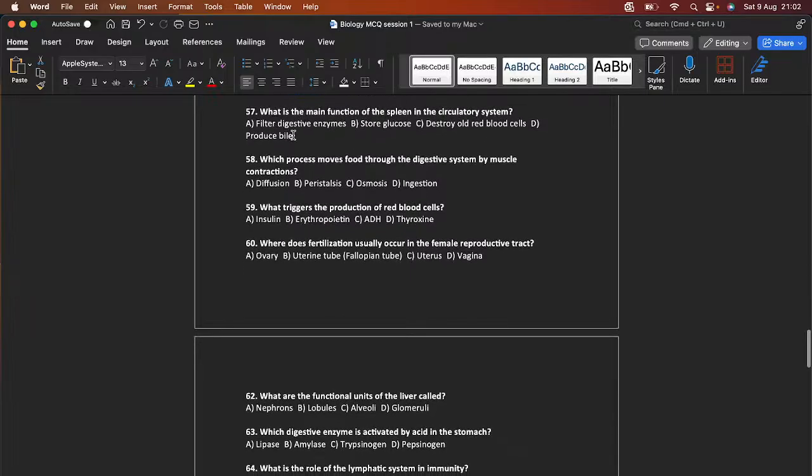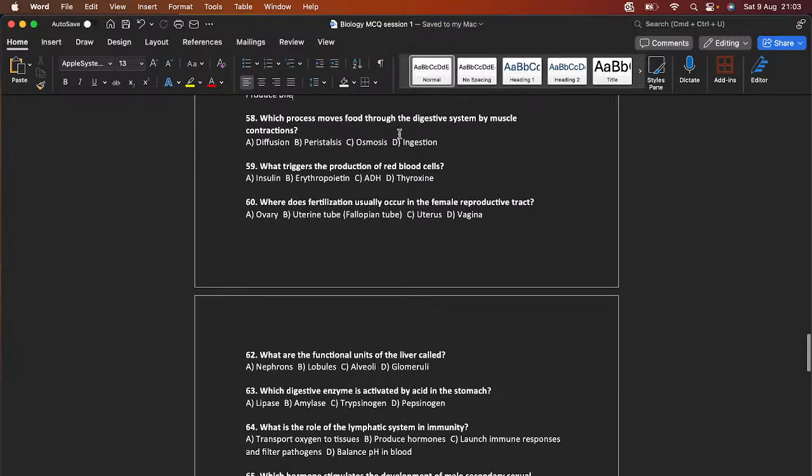What is the main function of the spleen in the circulatory system? Filter digestive enzymes, store glucose, destroy all red blood cells, produce bile. So it's to destroy all red blood cells. Okay. Store glucose is done by the liver and the muscles. Produce bile is done by the liver. Filter digestive enzymes, I'm not sure. Okay, so destroy all red blood cells is part of the spleen's function.